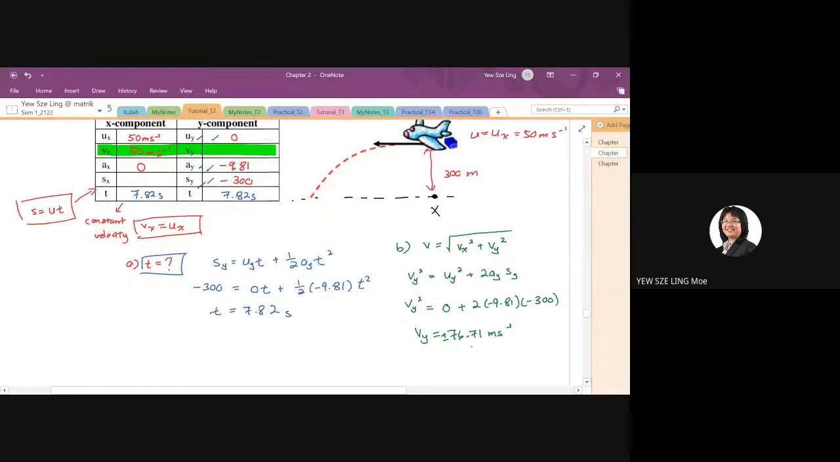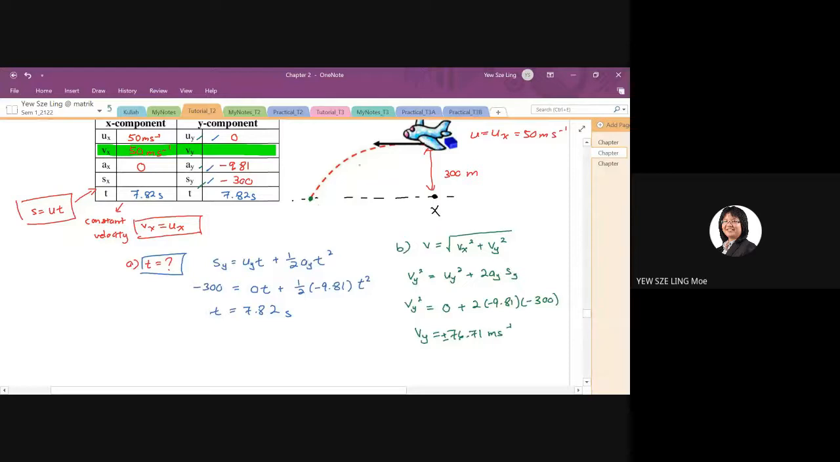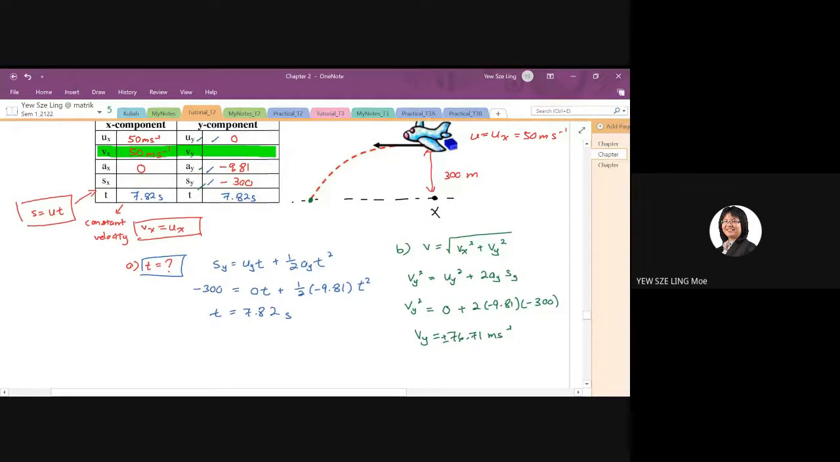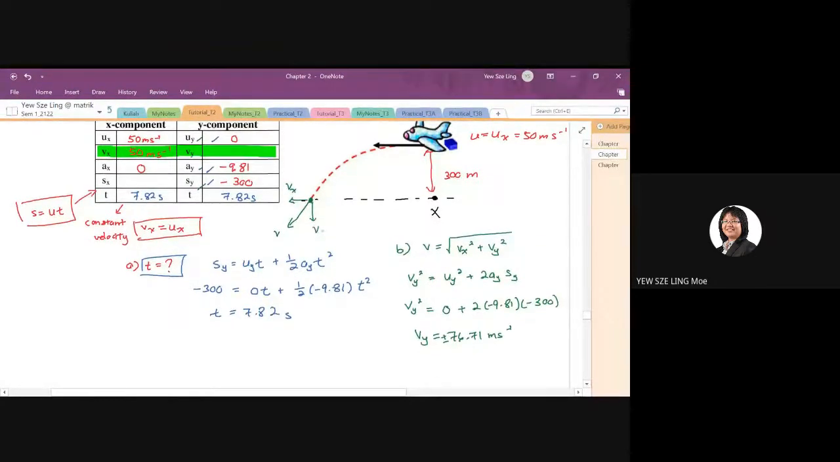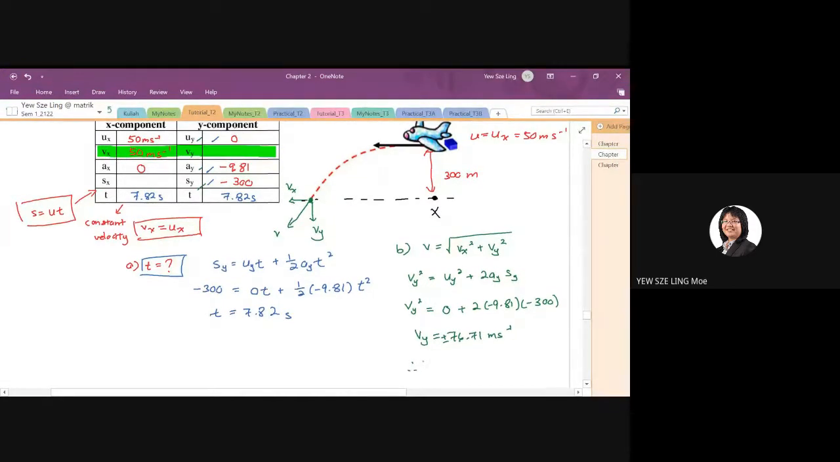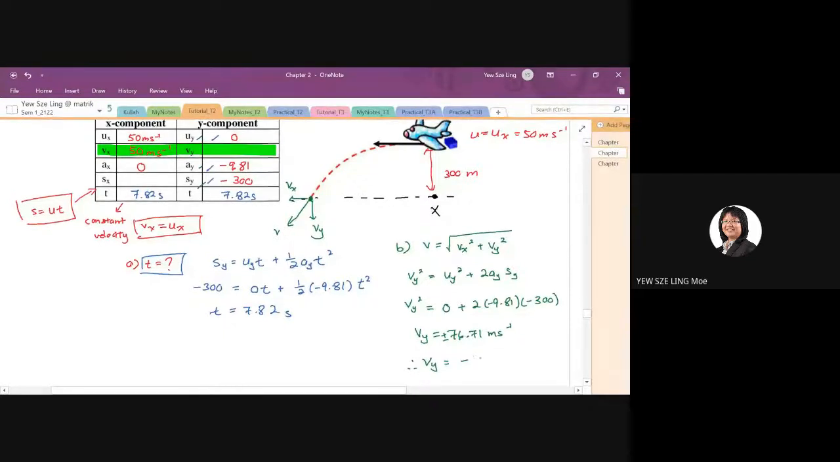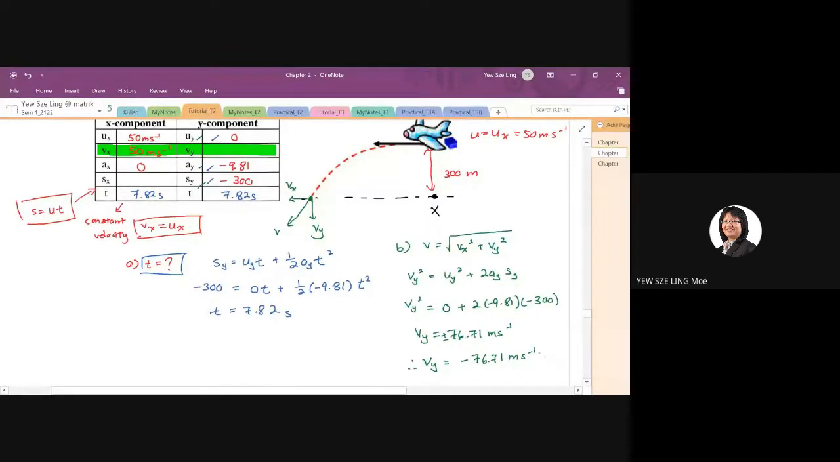All right, so which value are you going to choose? Positive or negative? Now let's go back to the diagram. This is the final position, okay? And we know the direction of motion is the tangent to the curve. So from this dot, you draw a straight line. This is the direction of V. If this is the direction of V, when you resolve it into X and Y components, Vx and Vy, what is the direction of Vy? Vy is downward. So in this case, our Vy should be a negative value. So negative 76.71 m/s. Right?